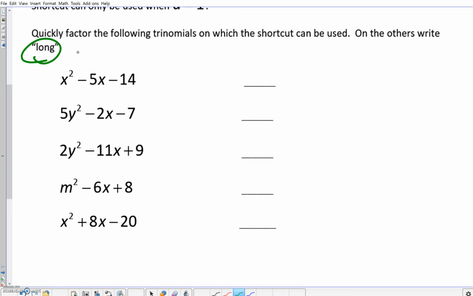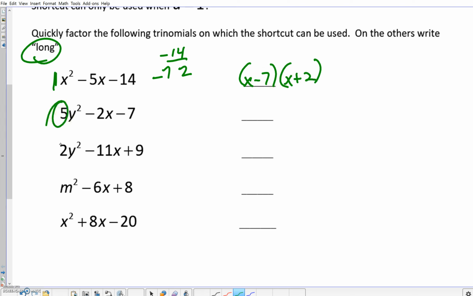Okay, so on the first one, my coefficient here is a 1, so that will factor. Two numbers that multiply to be -14 and add to be -5 would be a 7 and a 2, and the 7 has to be negative. So my front terms are going to be x and x, and then I'm going to have -7 and +2.